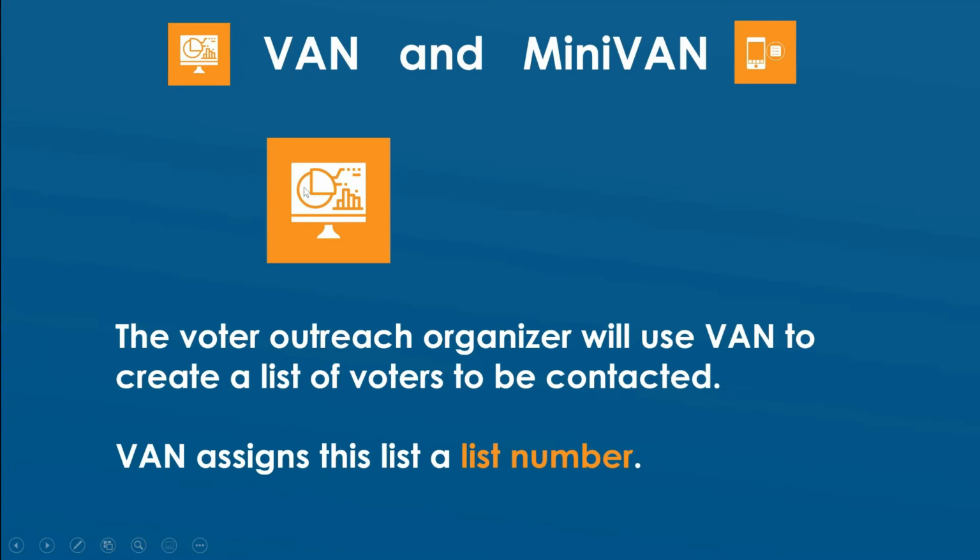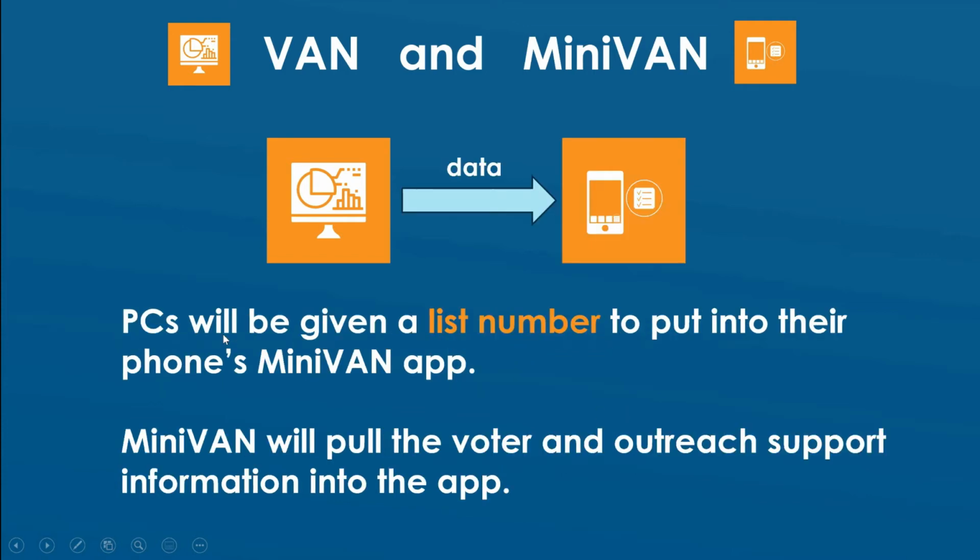In VAN, we have all the big data. An outreach organizer will use VAN to create a list of voters that we want to contact. In this case, it was Lori, who created lists that identified voters who voted in the general election, but not the primary, and the newly registered ones. So in this case, that was a criteria from which we pulled data from VAN. And VAN, based on the work that Lori did, creates a list number. Each PC or person doing the outreach will be given a list number, and they just key that into their phone, and the miniVAN will pull data from VAN and put it into their smartphone app. So it's super easy to get those lists to the people that are doing outreach.